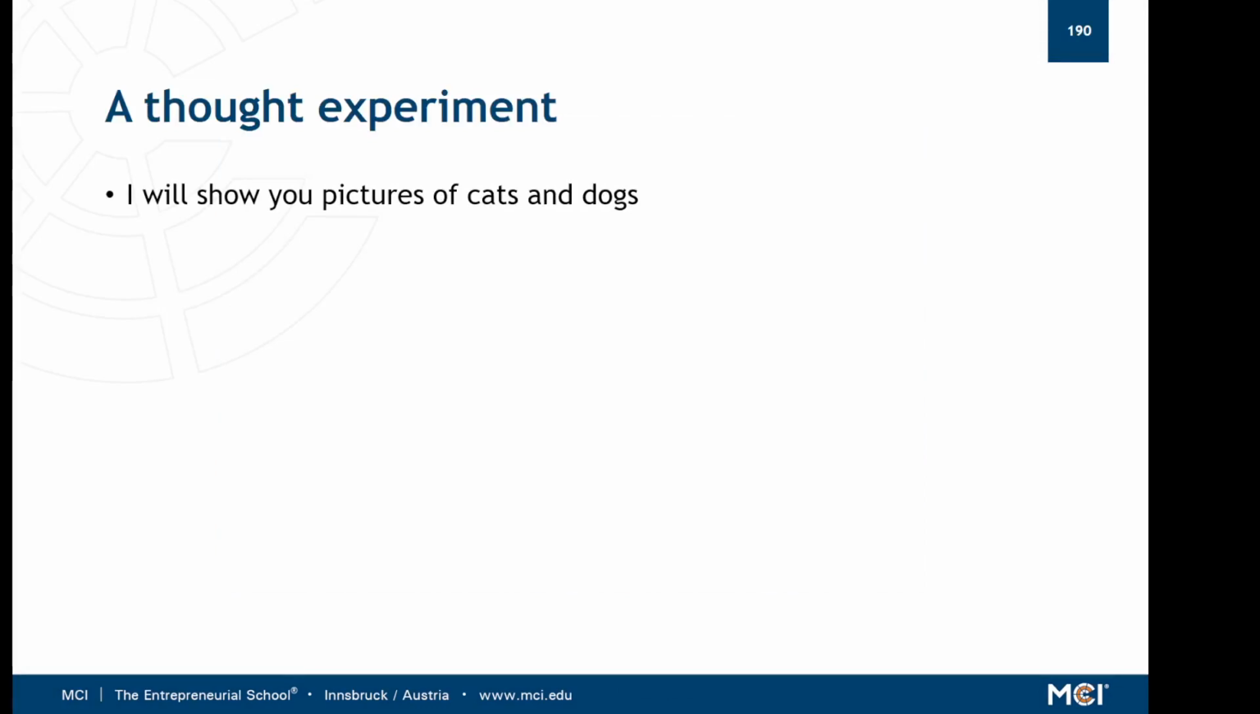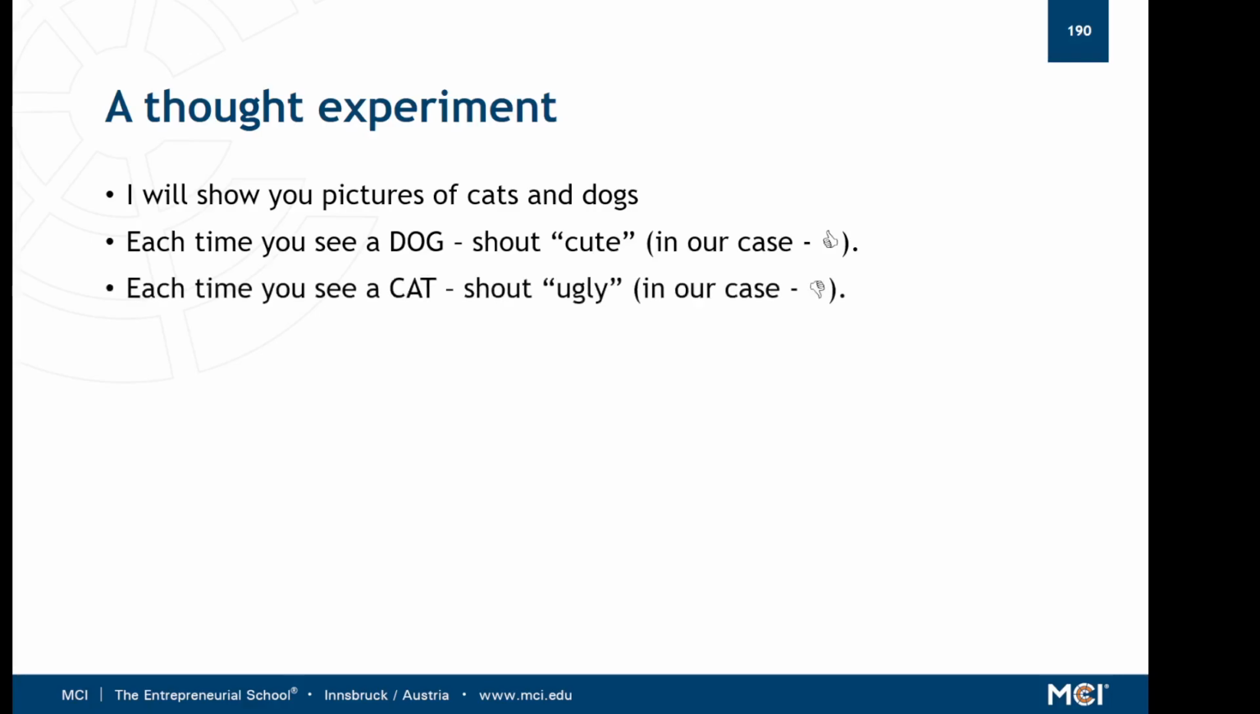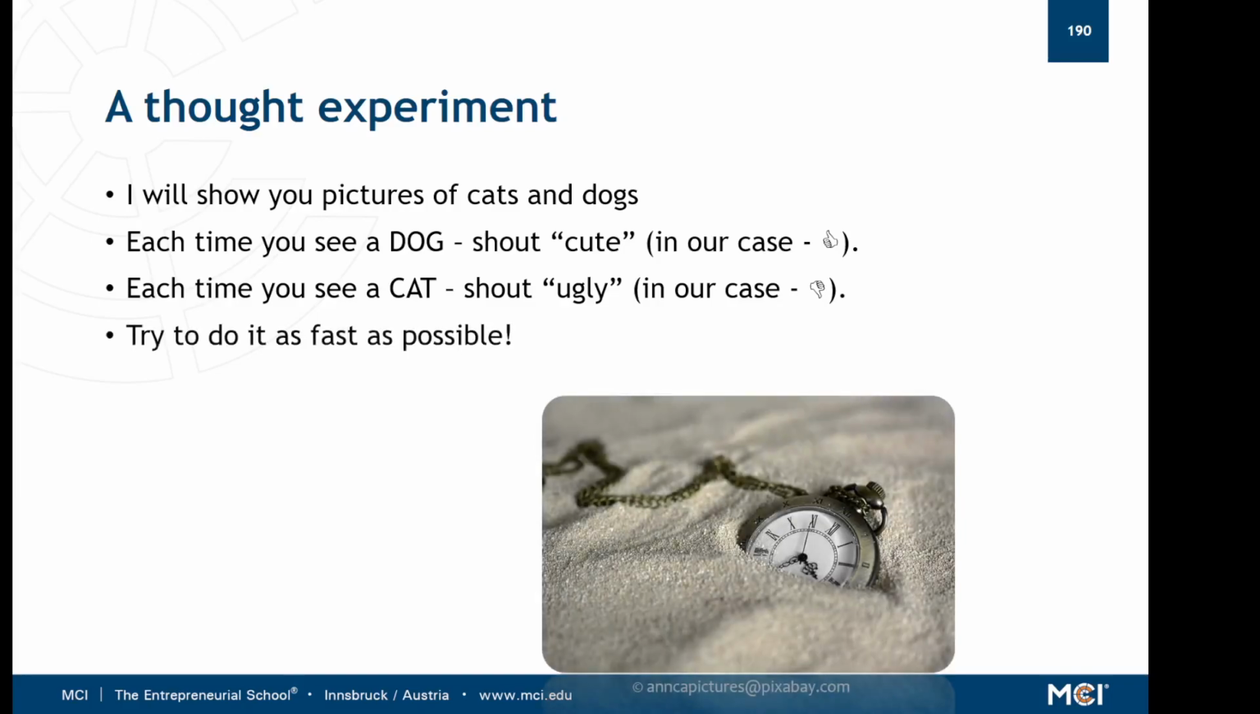Now we're going to do the following. We are going to run through the same task, and after you have voted, I want you to vote again. But this time, if you see a dog, you have to shout cute, or give a thumbs up. If you see a cat, you have to shout ugly, or show a thumbs down. And again, try to be as fast as possible. Let's try it.